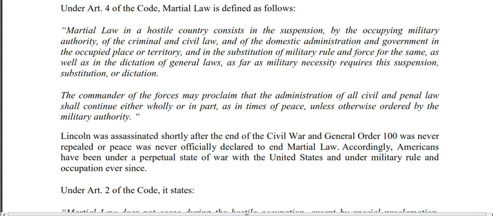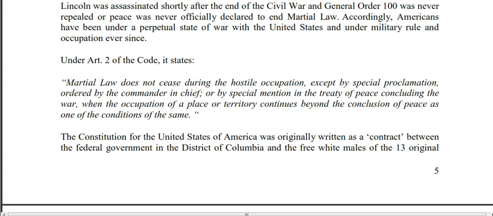Lincoln was assassinated shortly after the end of the Civil War, and General Order 100 was never repealed, or peace was never officially declared to end martial law. Accordingly, Americans have been under a perpetual state of war of the United States and under military rule and occupation ever since. Under Article 2 of the Code, it states, martial law does not cease during the hostile occupation except by special proclamation, ordered by the Commander-in-Chief or by special mention in the Treaty of Peace concluding the war, when the occupation of a place or territory continues beyond the conclusion of peace as one of the conditions of the same.